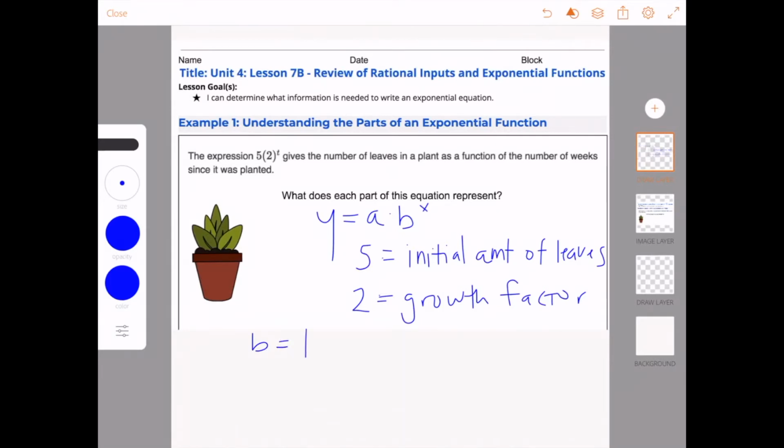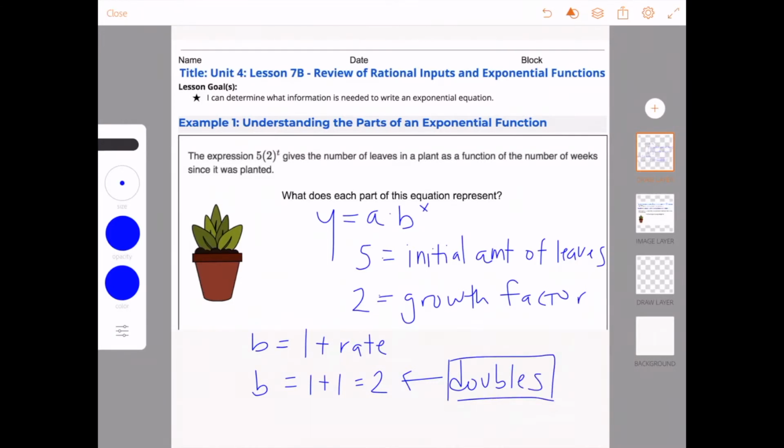And since this number is greater than 1, we know this is going to be an exponential growth problem. All right, and we know for our b value, it's equal to 1 plus the rate of change, right? For an exponential growth problem, in this case, that's going to be 1 plus 1 equals 2. So we know that it is doubling every week. And last we have our exponent, which is t, and we know that t stands for time, but very important to remember in this case, time is in number of weeks specifically.